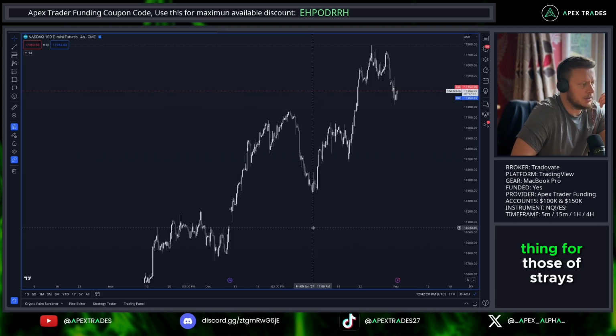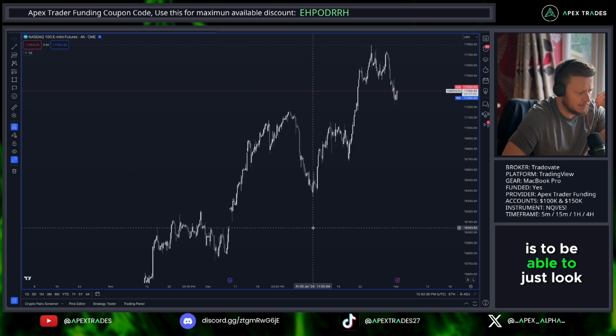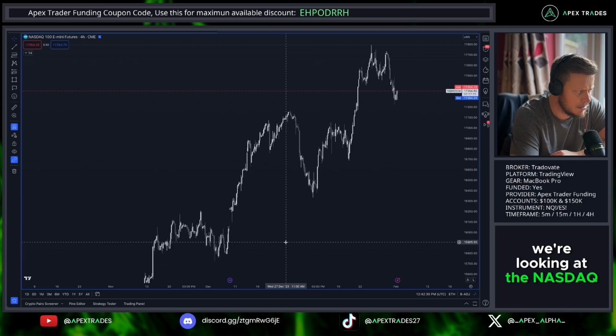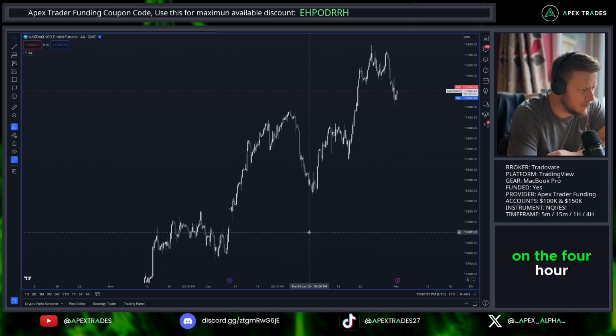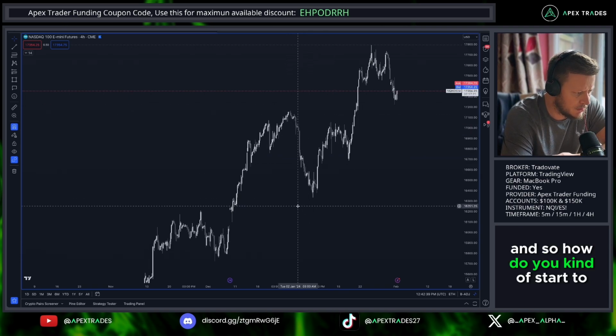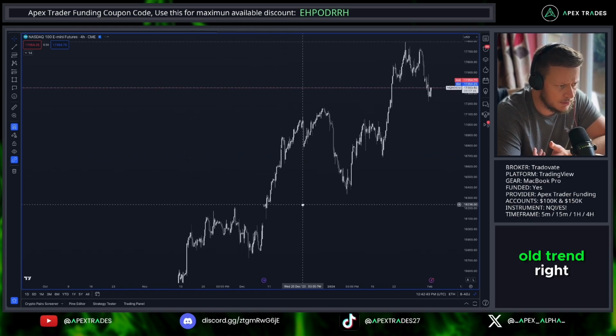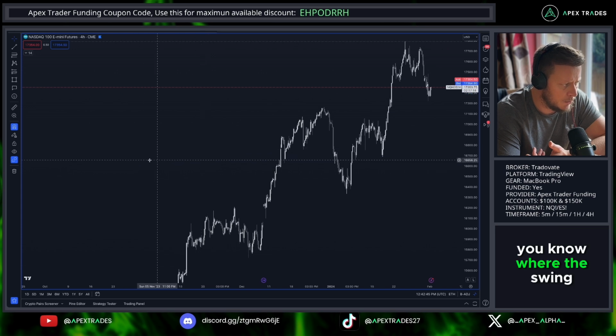Because the most important thing for us as traders is to be able to just look at the areas of value. And so, we're looking at the Nasdaq on the 4 hour. And so, how do you kind of start to look at these things? Well, clearly we're on a big uptrend, right? You can just see where the swing ranges are.